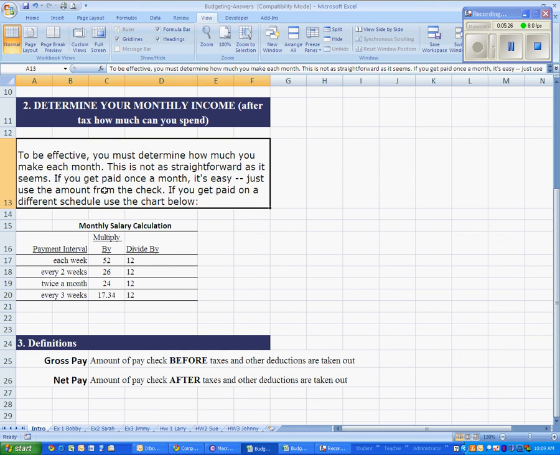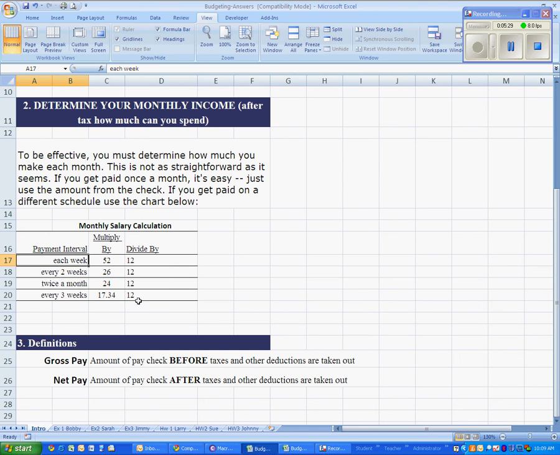So what you want to do is take how you're getting paid, let's say you're getting paid every week, and multiply it by the number of paychecks you get in a year. In this case, there are 52 weeks in a year. Then you divide by 12 to get your monthly paycheck. And if you get paid twice a month, there are 12 months a year, so 12 times 2 is 24. You get paid 24 times a year. 24 divided by 12 gives you your monthly paycheck.